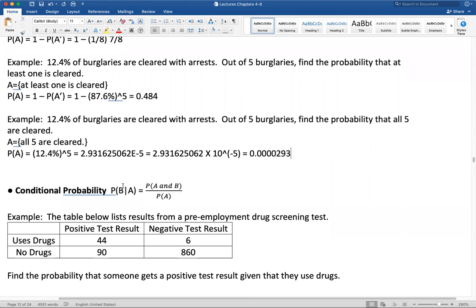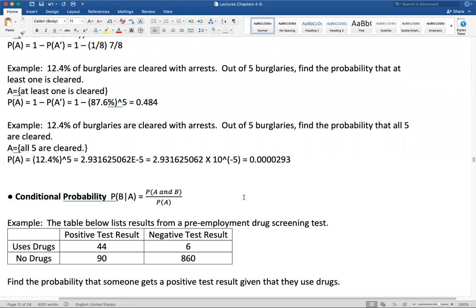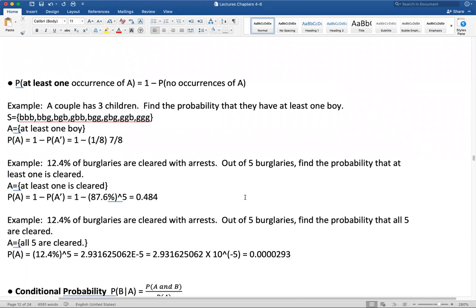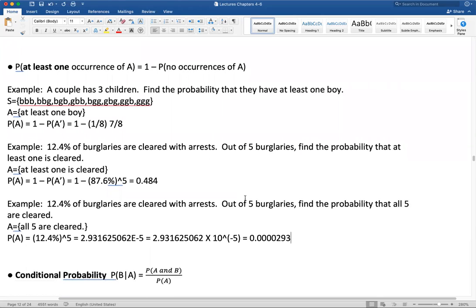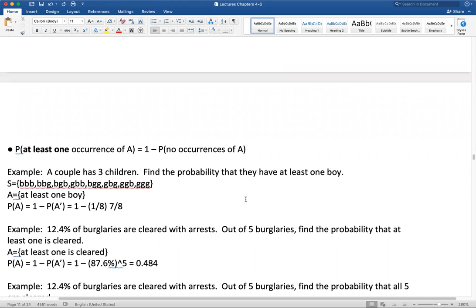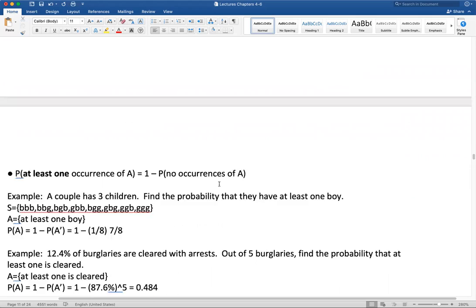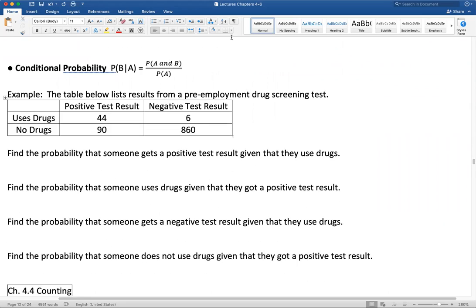Now, conditional probability. Let me cover conditional probability next time. So we learned the multiplication rule, with replacement, without replacement, and the rule of complementary event. I'll go over these problems next class, and then I'm going to go over conditional probability next time. Okay, let me stop here.